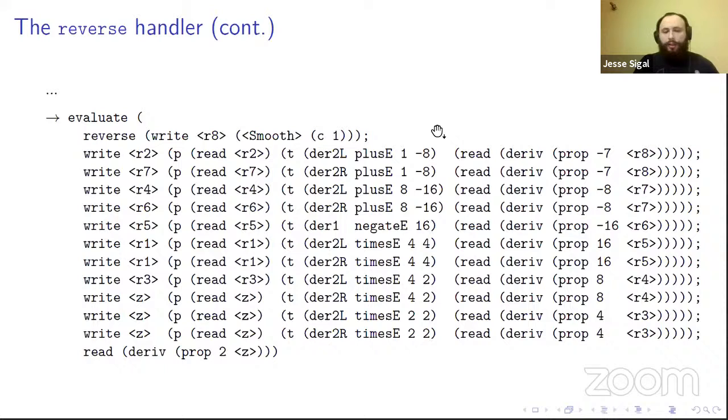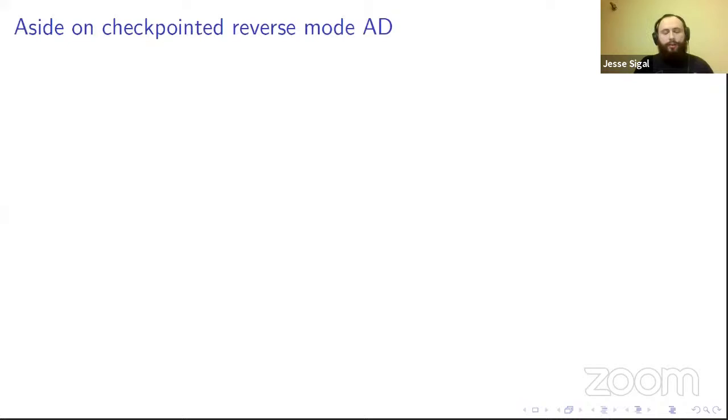So we can also see here that the memory usage, the number of references which we need, is going to be linear with respect to the number of times we hit the reverse handler. And the number of times we hit the reverse handler is proportional to the number of arithmetic operations that we require to evaluate. So what happens if that's too much memory? Well, that's what checkpointed reverse mode is for.